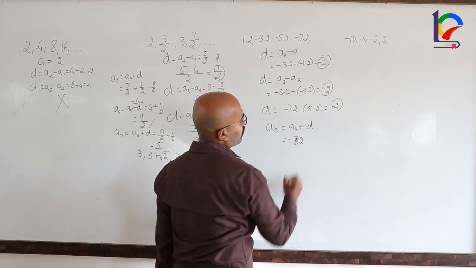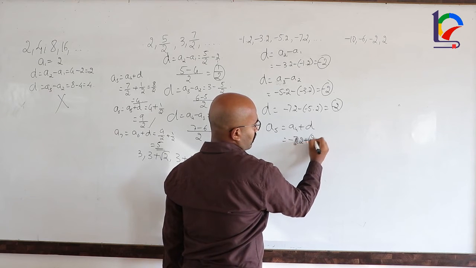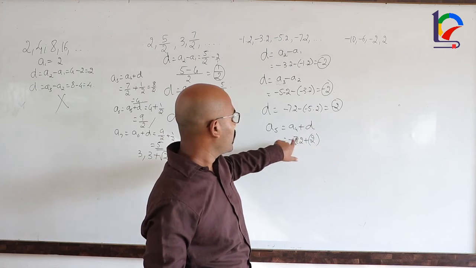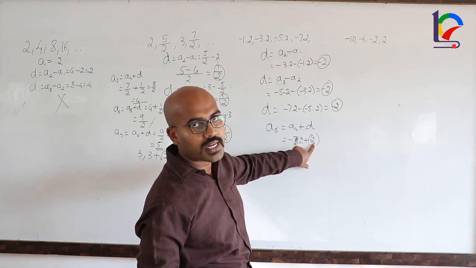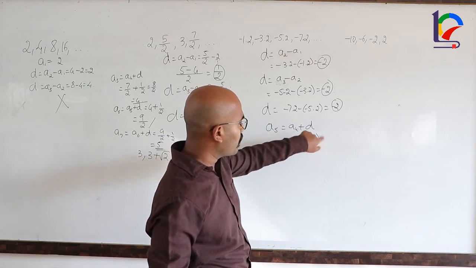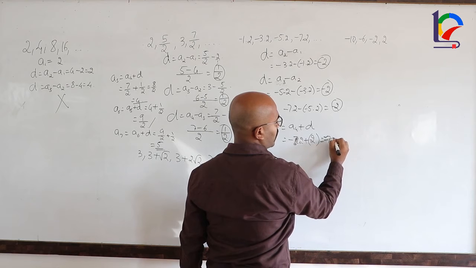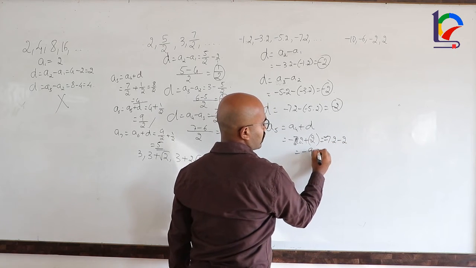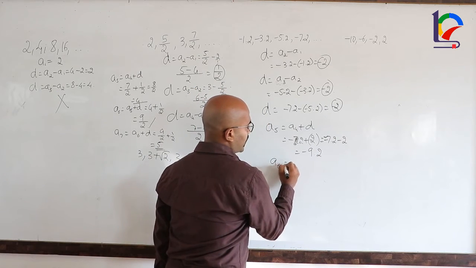Minus 7.2. What is D? So plus D is minus 2. So minus 7.2 plus minus 2. So plus into minus is minus. So minus 7.2 minus 2 is minus 9.2.